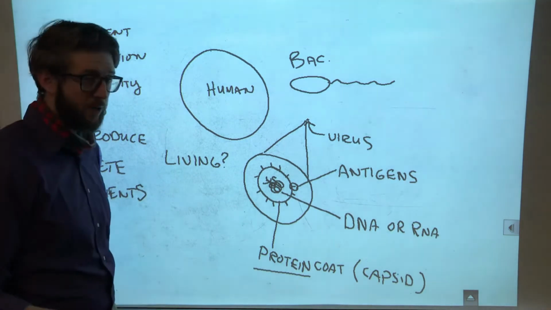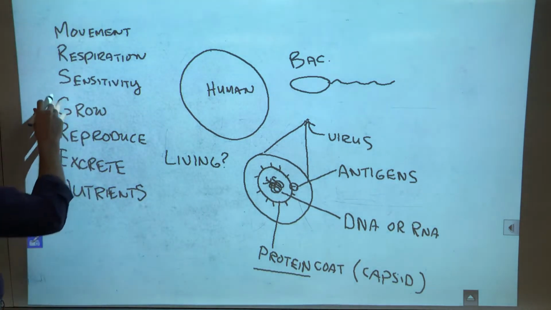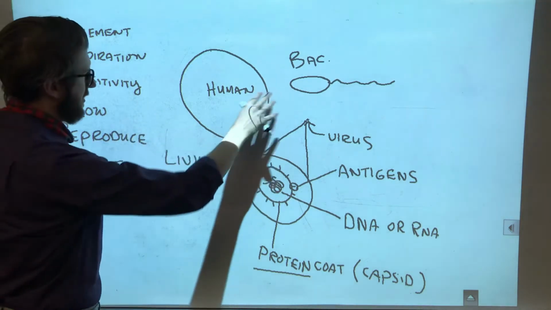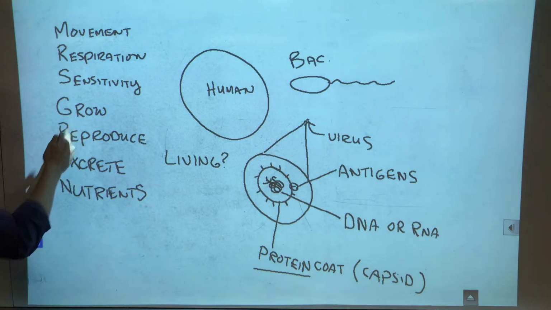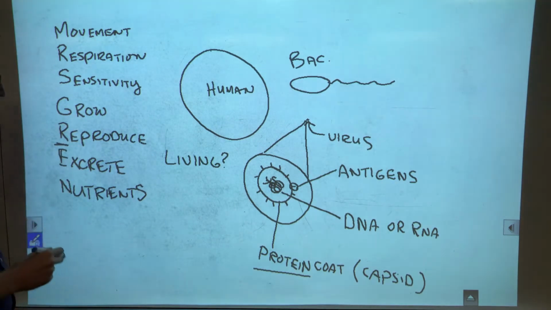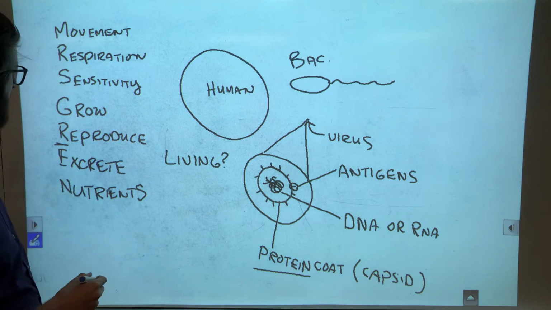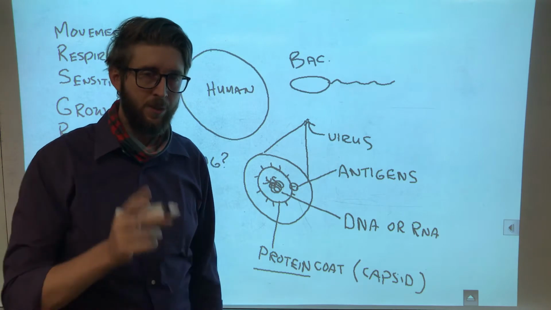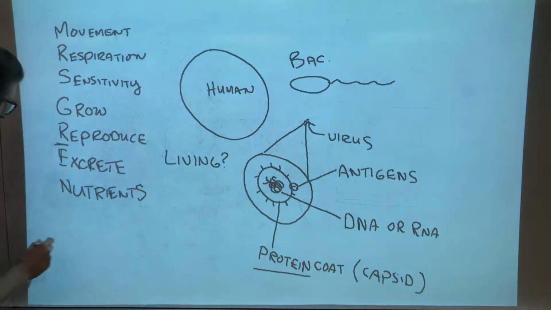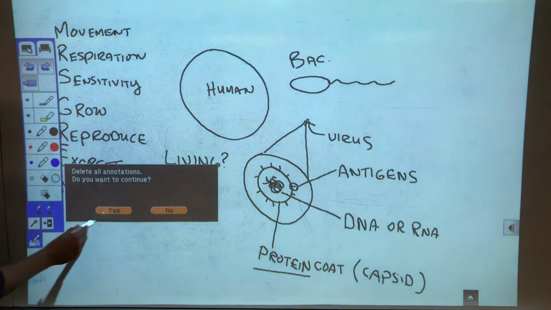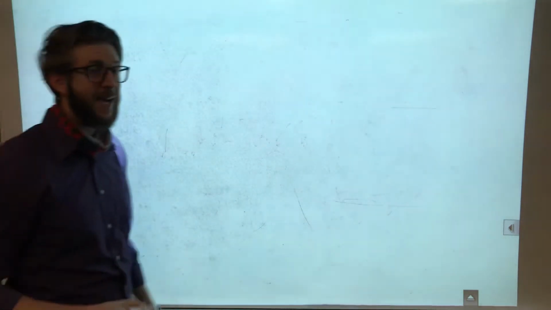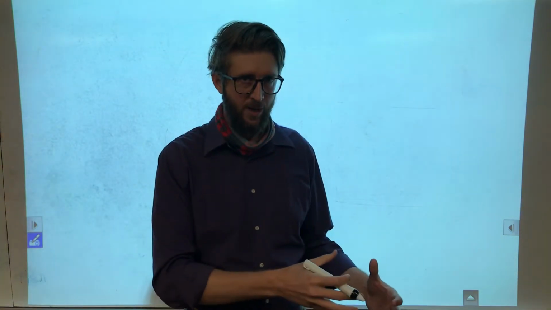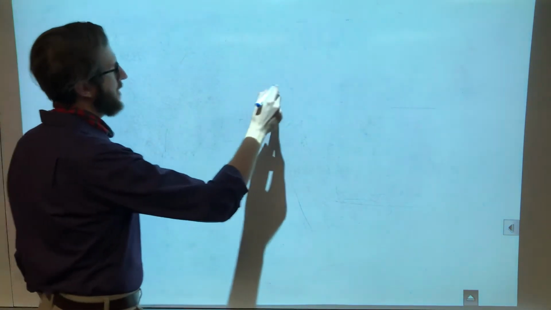Now, viruses really don't do any of these things. They can kind of sense their environment, but it's not like bacteria and human cells. They can't really grow. They can reproduce. That's pretty much all they can do out of all of these things. But they can't even do that on their own. They can't even reproduce on their own because the way that viruses reproduce is by tricking a healthy cell into making more copies of the virus for the virus. So the virus can't make its own copies.